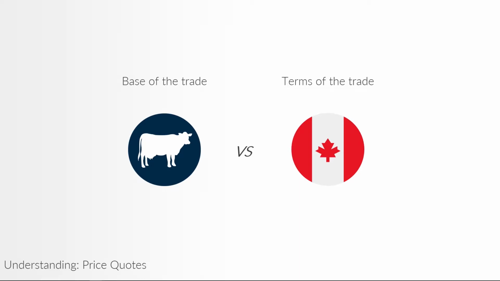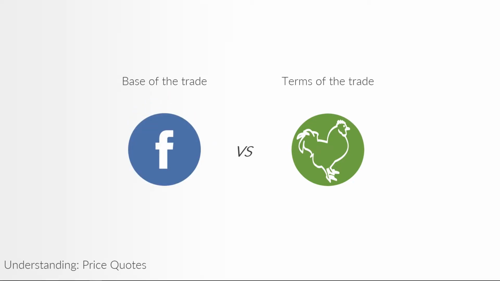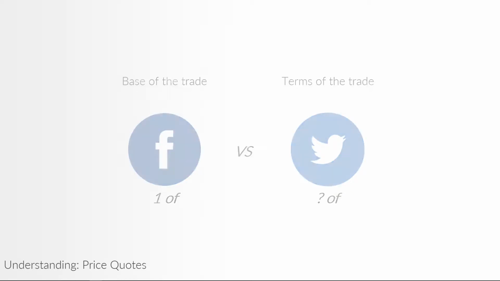You could look at the value of cattle in Canadian dollars or the value of cattle in chickens. You could value Facebook stock in chickens or the value of Facebook stock relative to Twitter. It really doesn't matter. All you're really doing is looking at the value of one of these things, the basis of the trade, and how much of that it's actually priced in. So the actual value of that in the terms currency, or the terms of the trade, in this little stock example here.